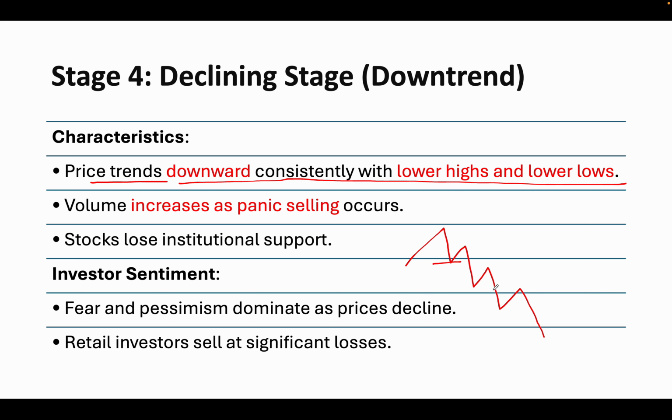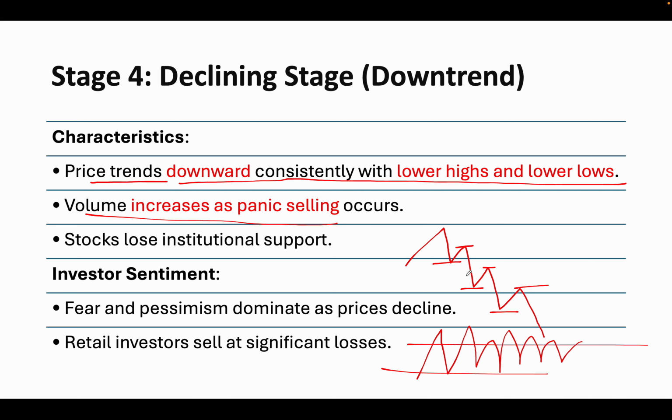So these lows are lower than the earlier ones, and these highs are also lower than the earlier ones. And volume increases as panic selling. So there is a huge volume on the selling, which is a red volume.